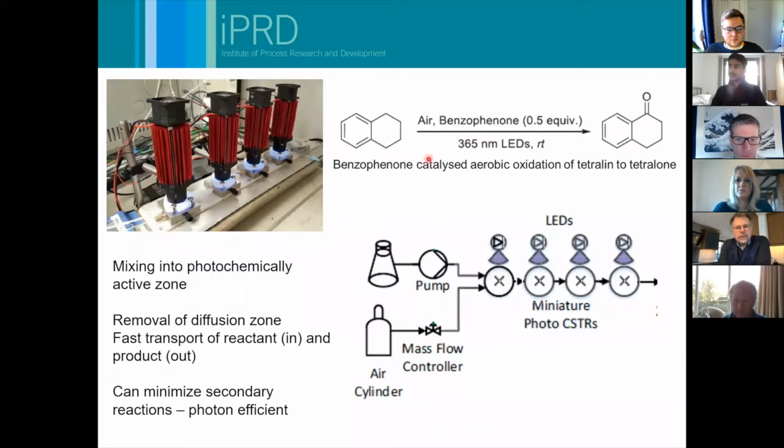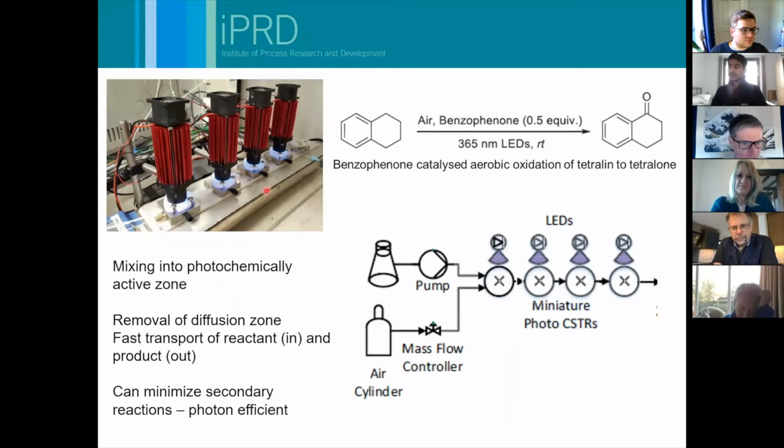So this is an example of a gas liquid reaction using some photochemistry. This is tetralin to tetralone. There's air in the system, so that's our carrying oxygen, and then there's a photochemical initiator within our system as well. We developed a cascade of UV 365 LEDs within our labs, and that's not commercially viable yet. It's still quite laboratory based.